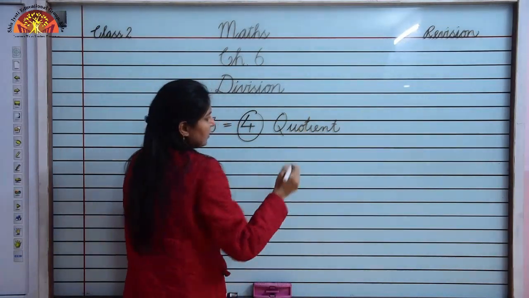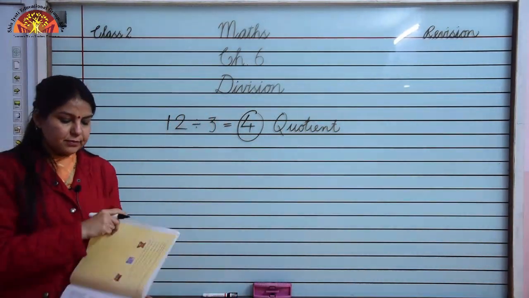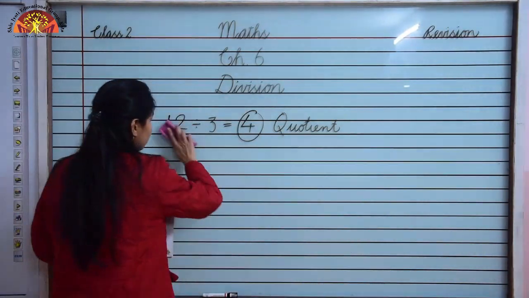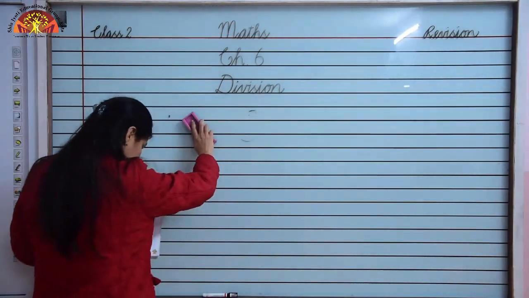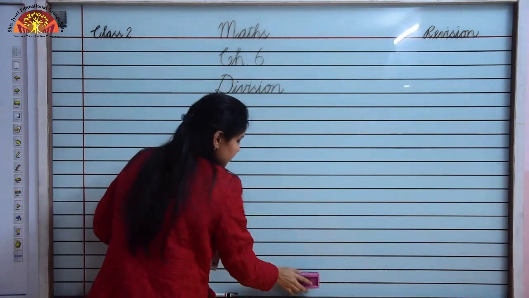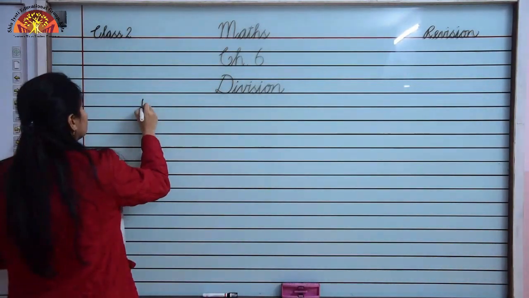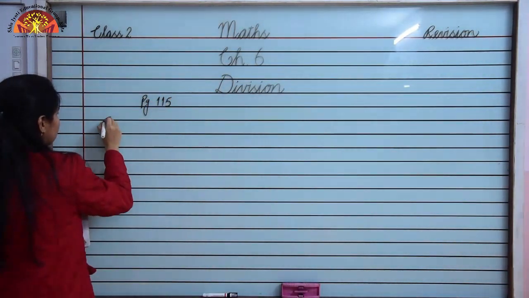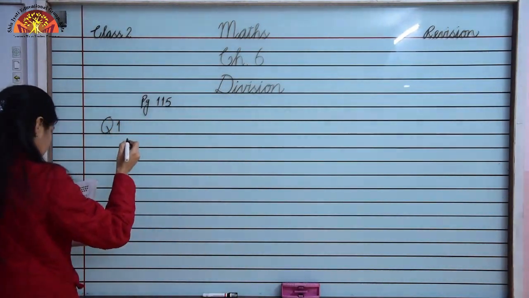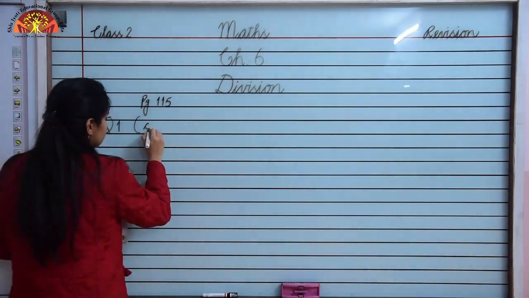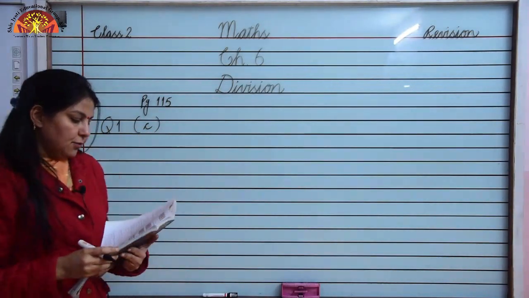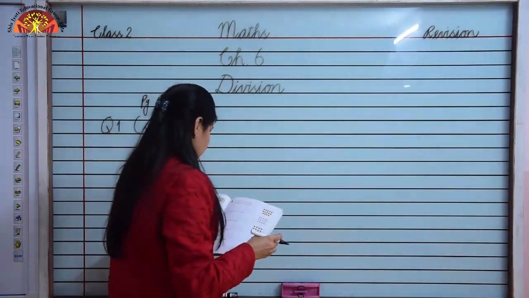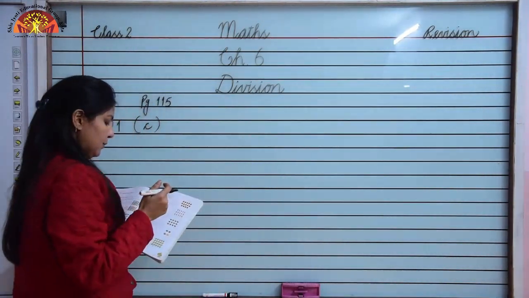Okay children. Now we will see sums of this chapter. So turn to page 115, question number 1. This is the C part of it. Here we will divide equally by forming groups. So question C is 12 pastries among 3 children.